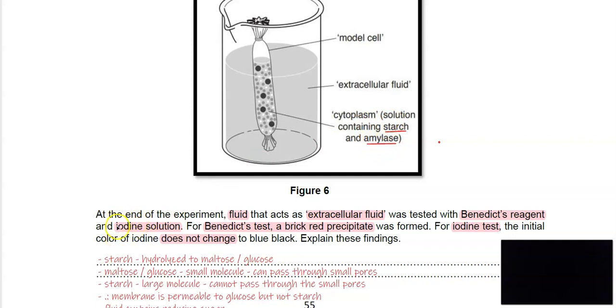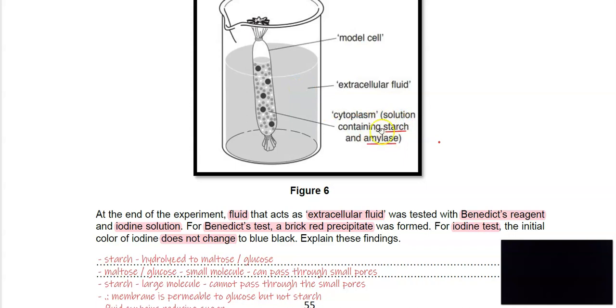Iodine is the solution to detect starch. The initial color of iodine is yellowish brown. When you mix it with starch, it will change to blue black. For the Benedict test, a brick red precipitate was formed. This is a positive result, which indicates that the extracellular fluid has reducing sugar, either maltose or glucose. For the iodine test, the initial brownish yellow color does not change to blue black. So this means that the extracellular fluid does not contain any starch.